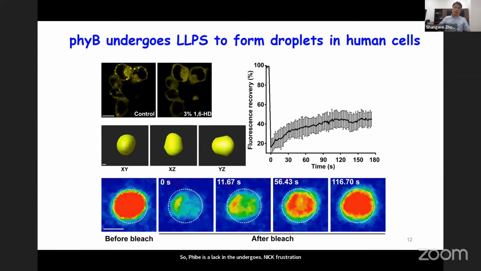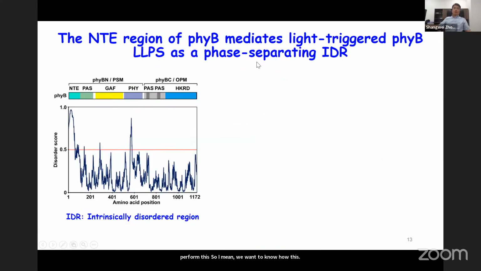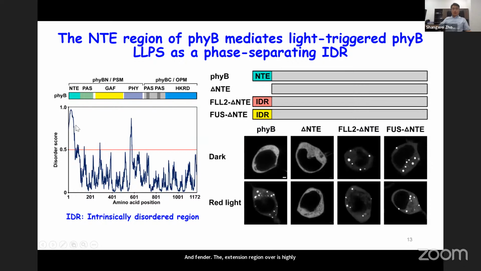Then we wanted to know how this separation is regulated. We analyzed the amino acids of phyB protein and found the N-terminal extension region of phyB is highly disordered. And this disordered region probably regulates this phase separation. So we expressed the full-length phyB and the truncated phyB without the NTE, and found that with deletion of NTE, the droplet formation of phyB is totally abolished.